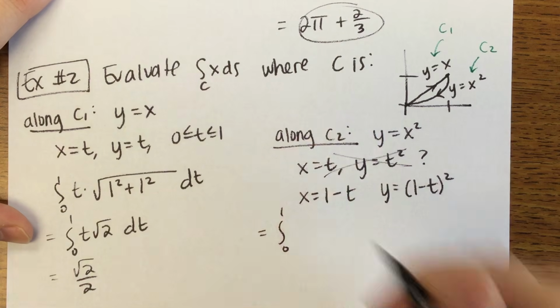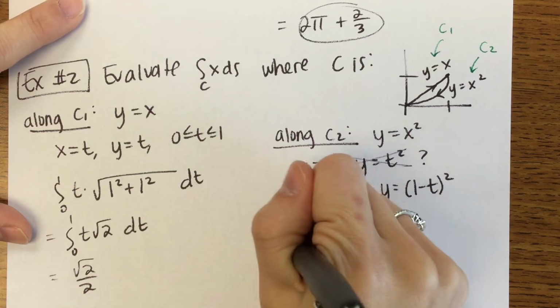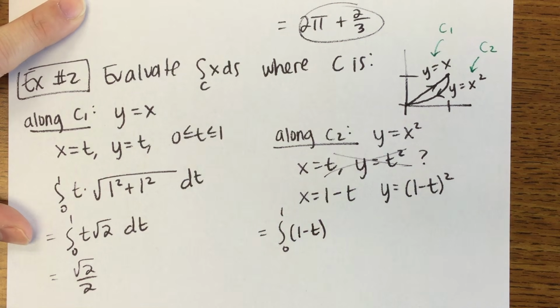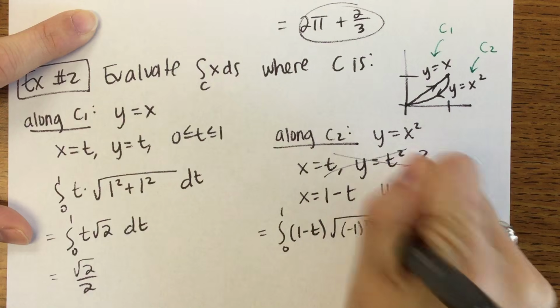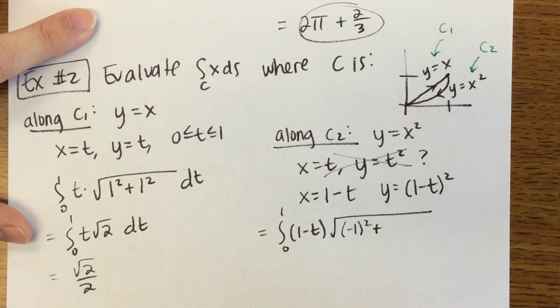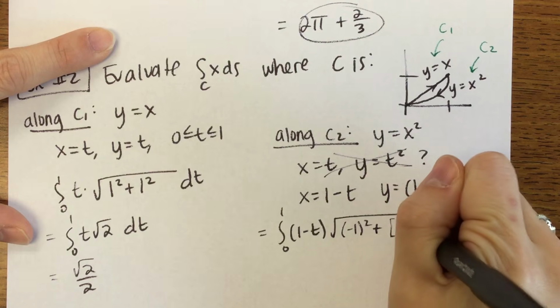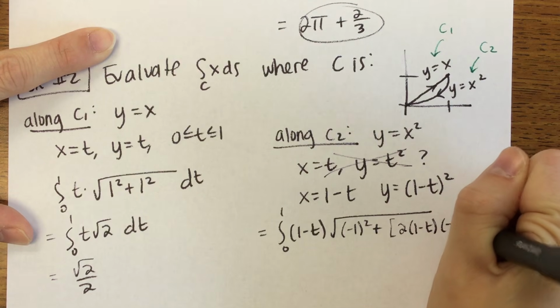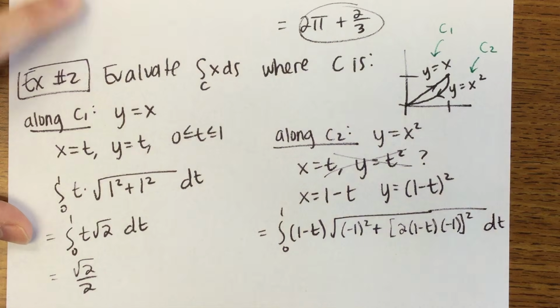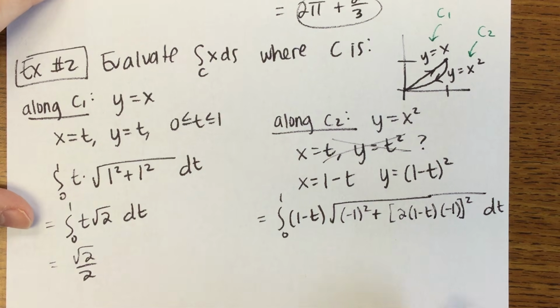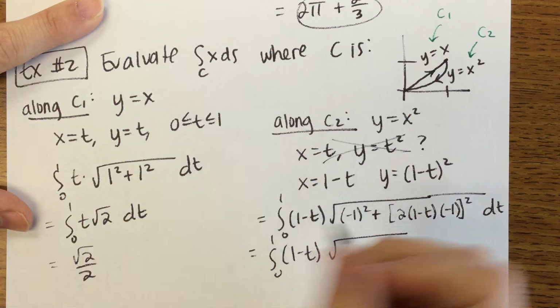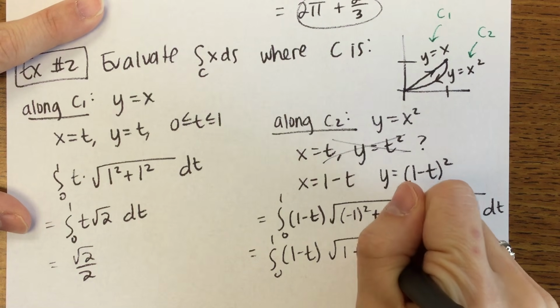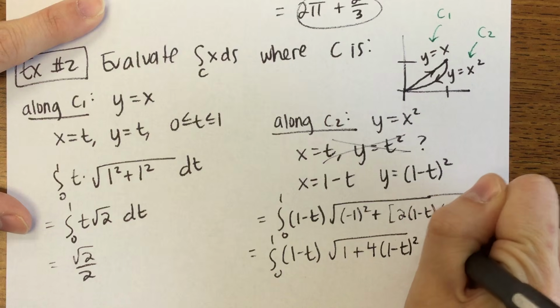So this then will be the integral from 0 to 1 of x, so 1 minus t, times the square root of dx dt squared, so negative 1 squared, plus 2 times 1 minus t times negative 1, all of that squared. Simplifying that square root, we get 1 minus t, the square root of 1 plus 4 times 1 minus t squared.